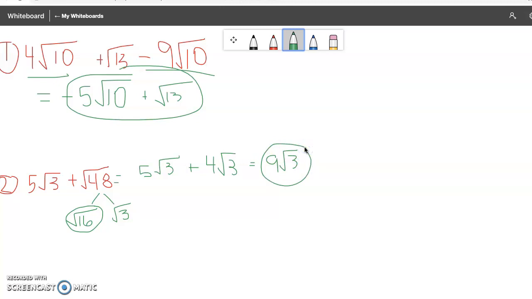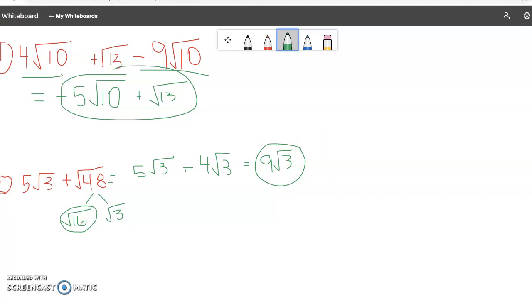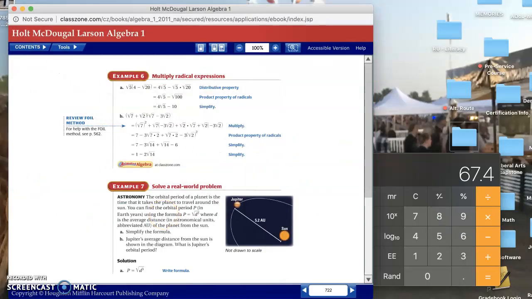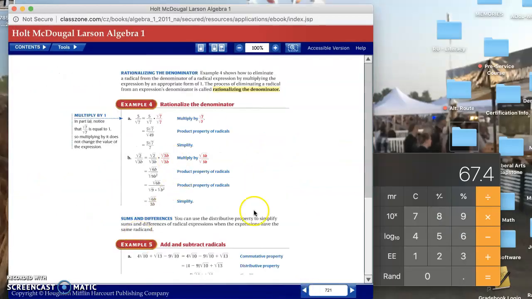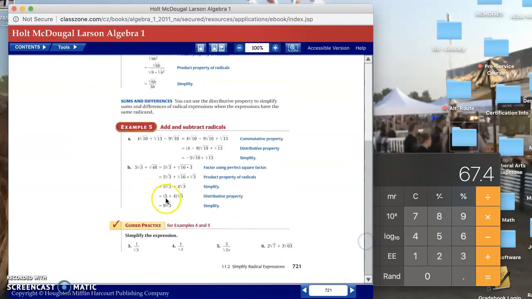I took this right from your textbook. I wonder if I have the textbook open. I think I do. Hold on, let me view that for you guys. I took this right from your textbook on page 721 because I really liked those two examples. And it also shows you what they did. They break their radicals down a little bit differently.